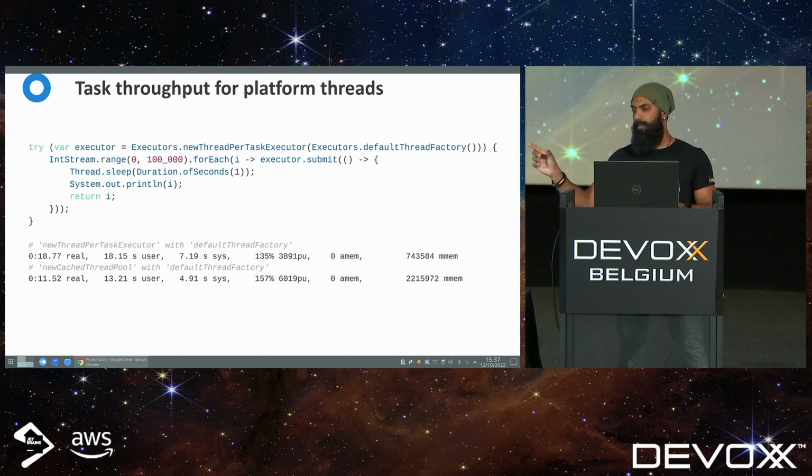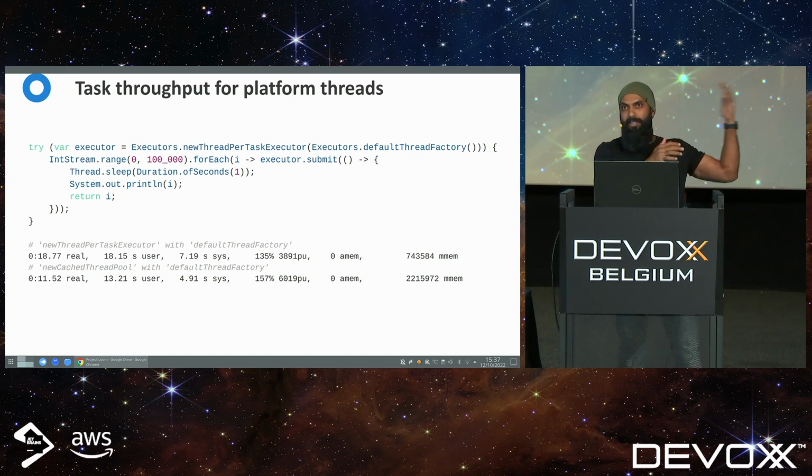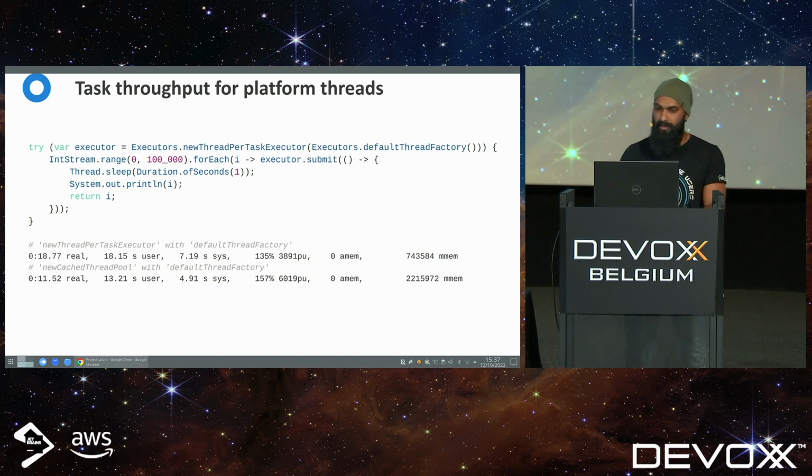This is a new API added as part of Project Loom, but it has nothing to do with virtual threads. It's for normal threads, but just a new API to be consistent with the virtual thread APIs and stuff like that. Let's try the thread per task executor.